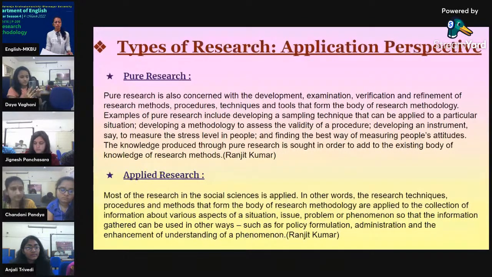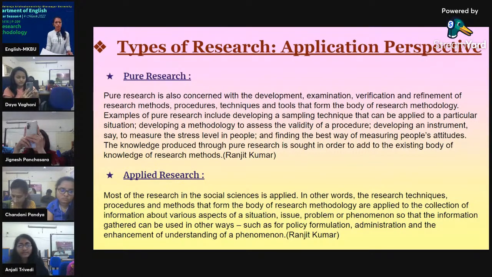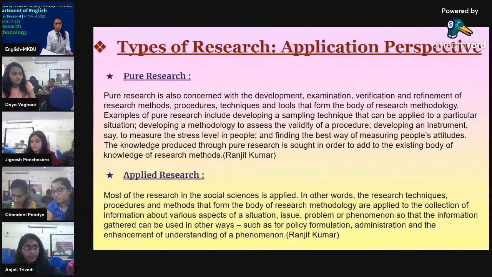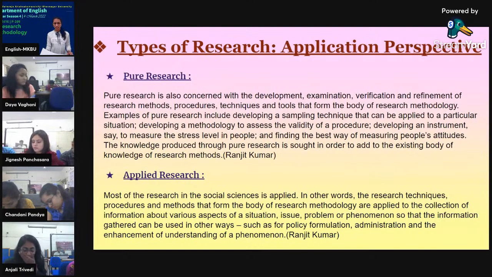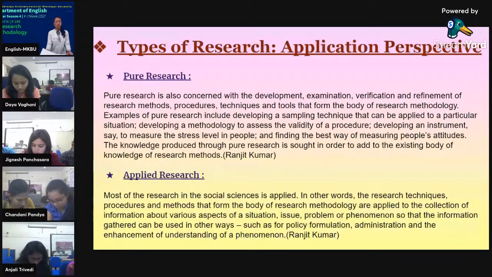Pure research is also concerned with the development, examination, verification and refinement of the research methods, procedures, techniques and tools that form the body of research methodology. And applied research is in the social sciences. In other words, the research techniques, procedures and methods that form the body of the research methodology are applied to the collection of information about various aspects of a situation, issue, problem or phenomenon.